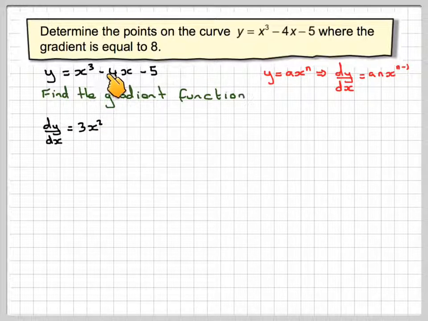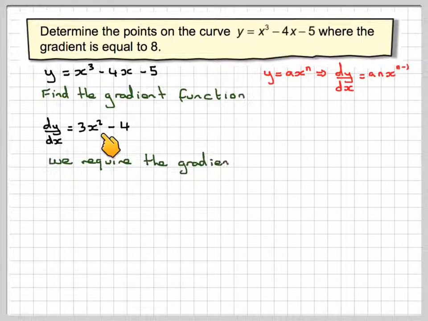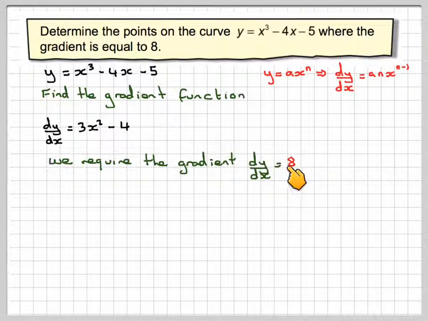When we differentiate minus 4x, it's minus 4x to the 1, so we bring the 1 down, so we get minus 4x to the 0. But x to the 0 is 1, so we just get minus 4. And when we differentiate a constant term, like minus 5, we actually get 0, but we won't write that in. We want to know where this is actually equal to 8, so we're going to take this and put it equal to 8.